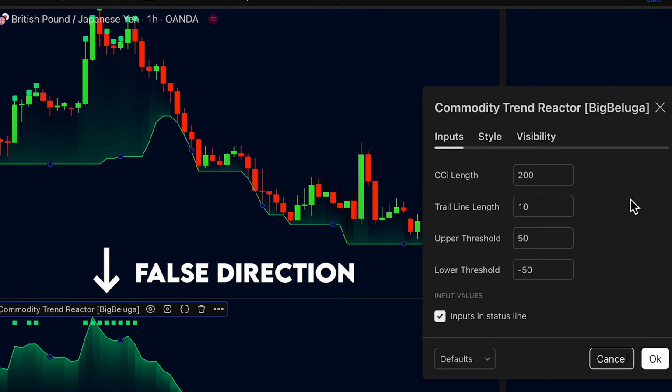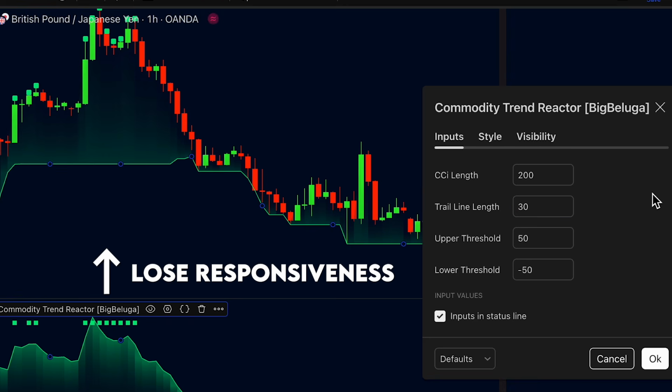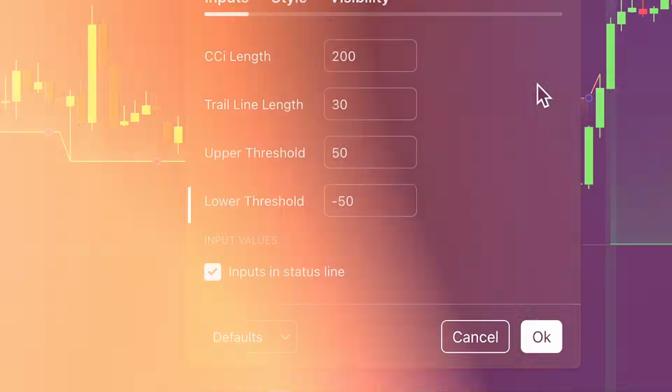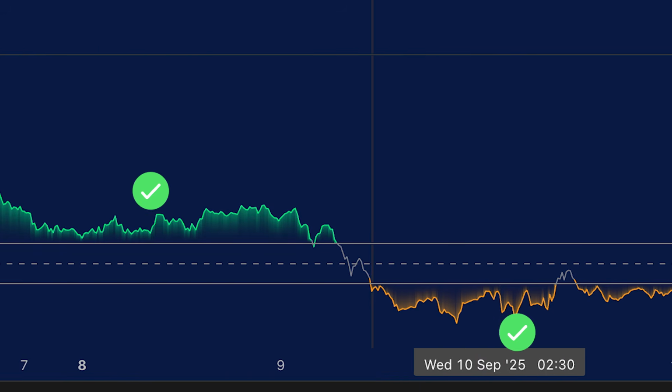Any lower and you'll get false direction changes. Any higher and you'll lose responsiveness. Then set upper threshold to 50 and lower threshold to -50. These levels are perfect for trend identification across all markets.